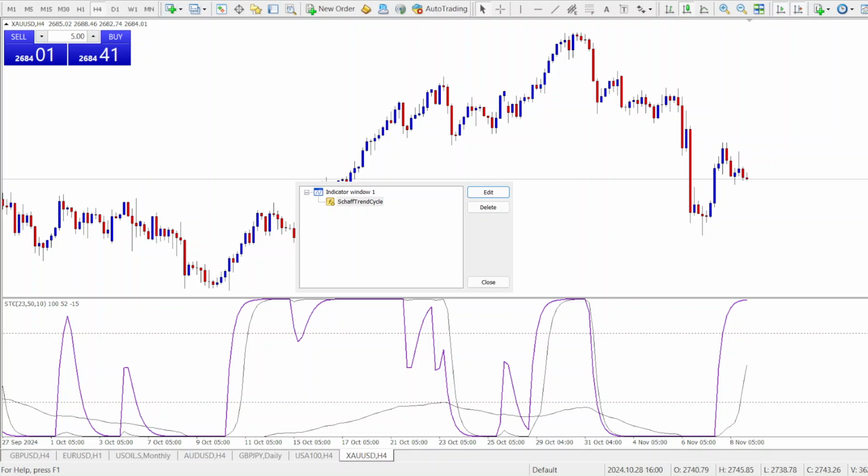Now let us get into what we are here for, which is the best settings for the STC indicator.